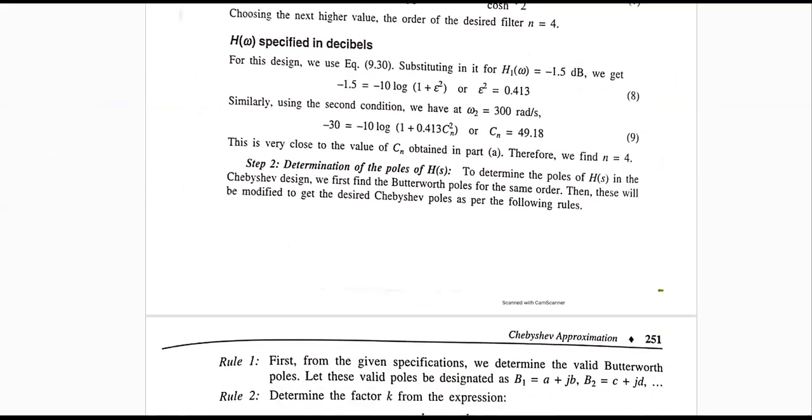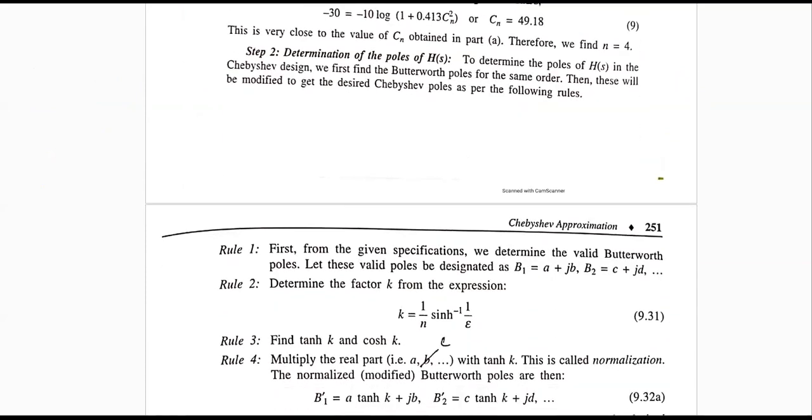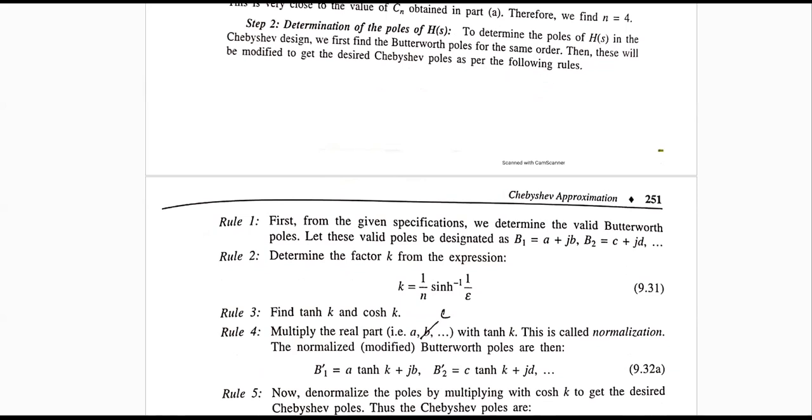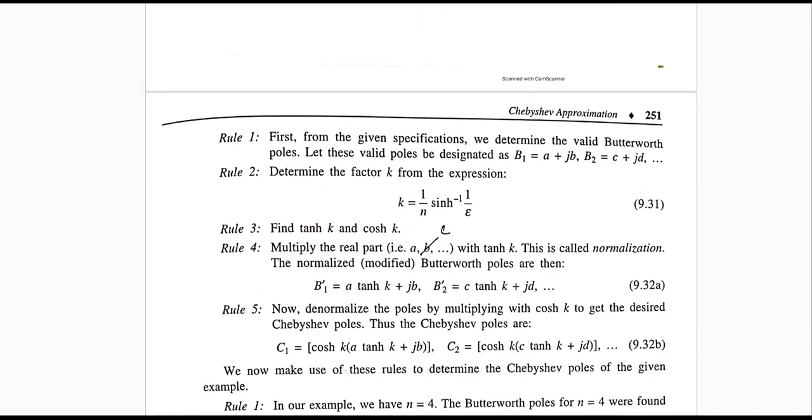Now, determine the poles. What is the first step? The first step is determining the order of the filter. What is the second step? Determine the poles, determining the poles, not the transfer function. There are different steps to determine the poles. Just be with me. You need to memorize something, but be patient, because this is very important.